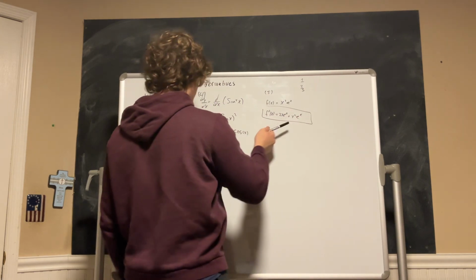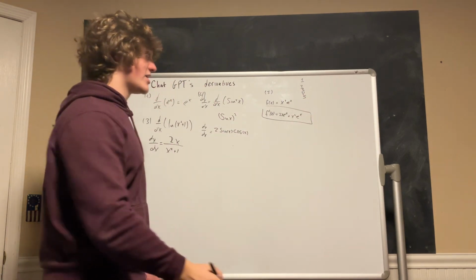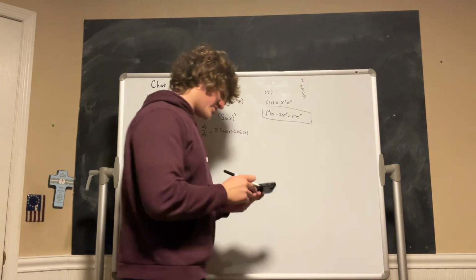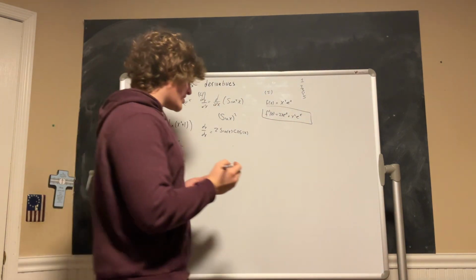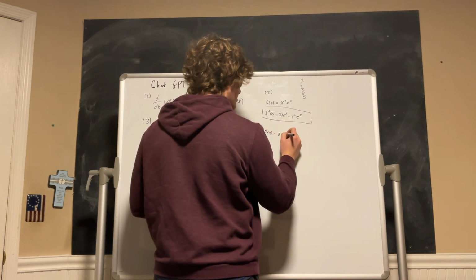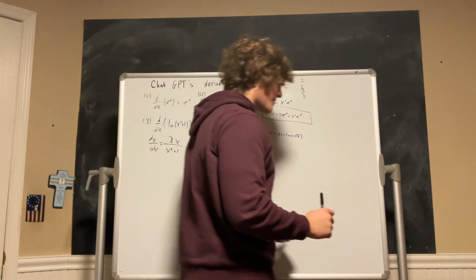Oh wait, no, this is our number 5. So we have 4 and 5 done. We are now halfway done. Now let's look at number 6. Number 6, we have f of x is equal to the arctangent of the square root of x.